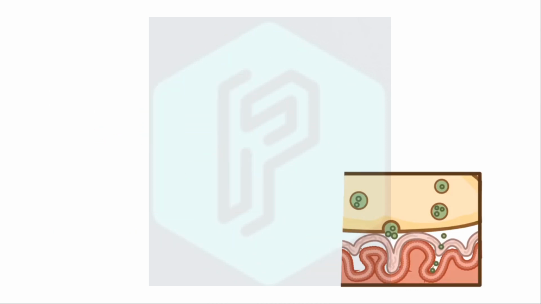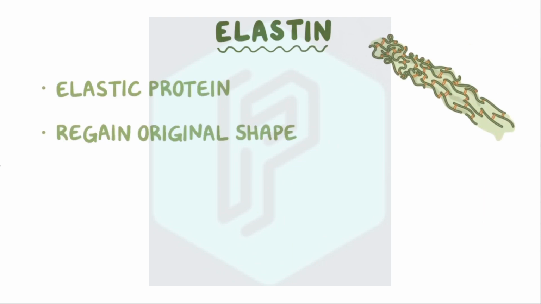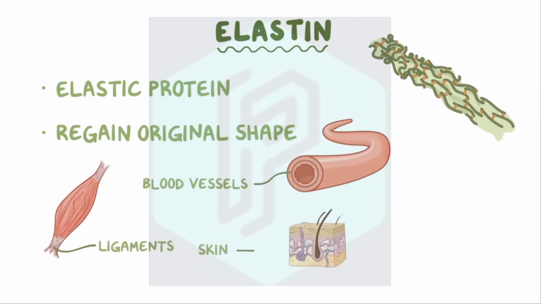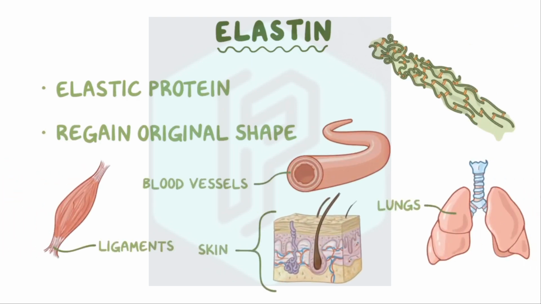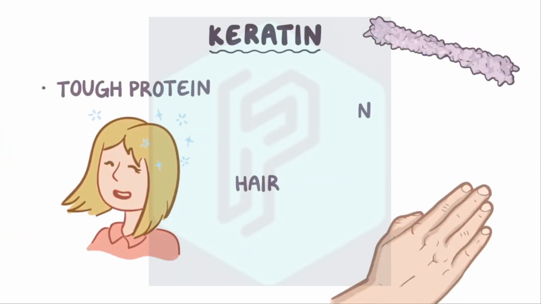Another type of structural protein is elastin, which is an elastic protein that allows connective tissues to regain their original shape after stretching. Elastin is found in ligaments, blood vessels, skin, and lungs. And the last structural protein is keratin, a pretty tough protein that's found in our hair and nails.